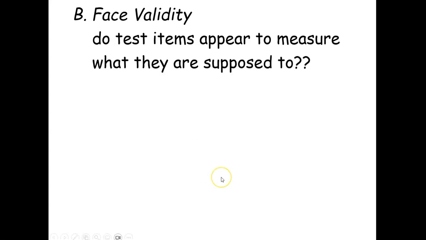So you've heard the expression on the face of it, and that usually means just on the surface, from the looks of it. So face validity, even though it's not considered a real measure of validity, is important for people taking the tests because it looks at whether test items appear to measure what they're supposed to. So does the test appear to measure whatever the concept is? And do the test items look like they belong on the test? Does it look valid to test users?